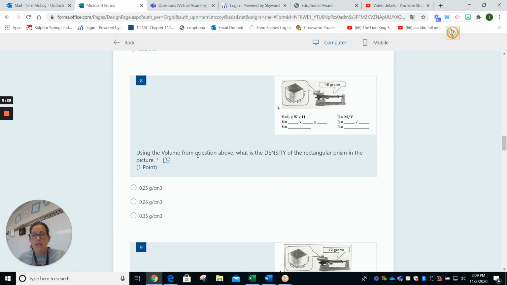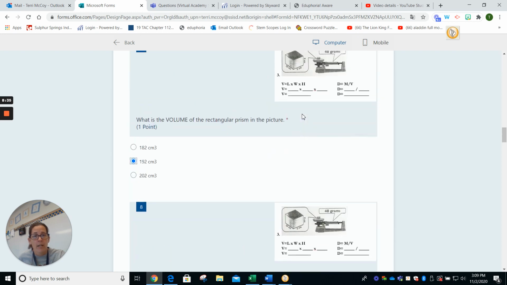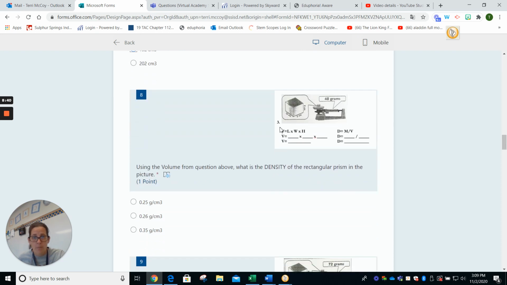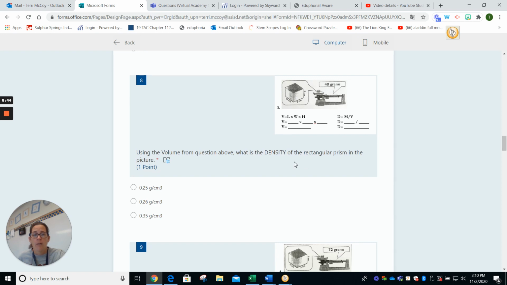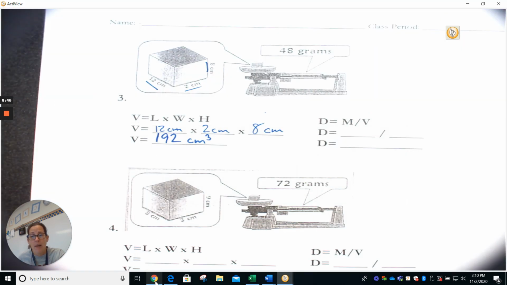So down here it says, using the volume from the question above, what is the density of the rectangular prism in the picture? See, right here, we've got our number 3. Right here, we've got our number 3. So we know we're working on the right one. Okay, so we need to find the density. So let's go back and do that.